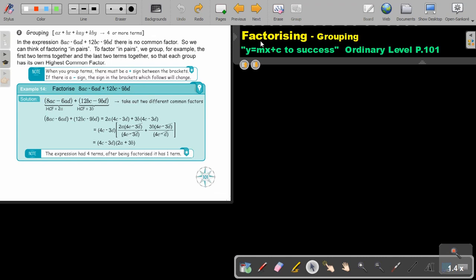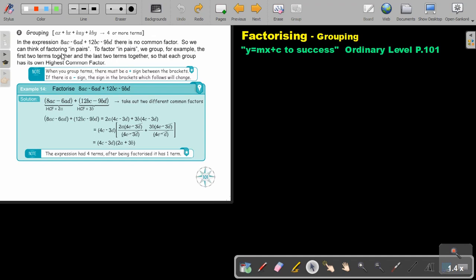In this video, we are going to continue with factorizing, and we are going to focus on the second one, grouping. You will find this on page 101 in the Namibia Ordinary Level Mathematics textbook, y equals mx plus c, 6c. Grouping. In the expression 8ac minus 6ad plus 12bc minus 9bd, there is no common factor.